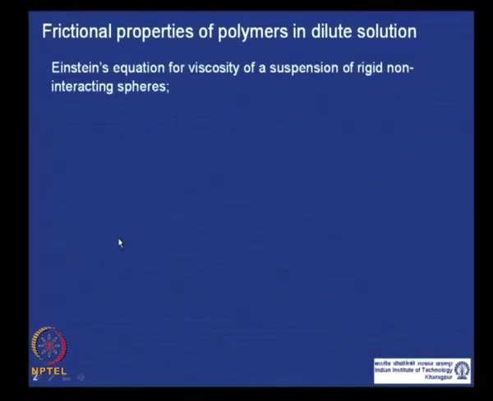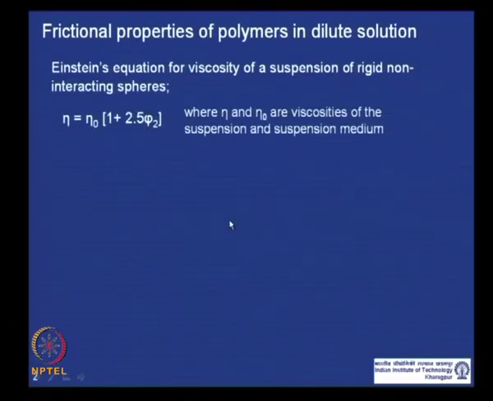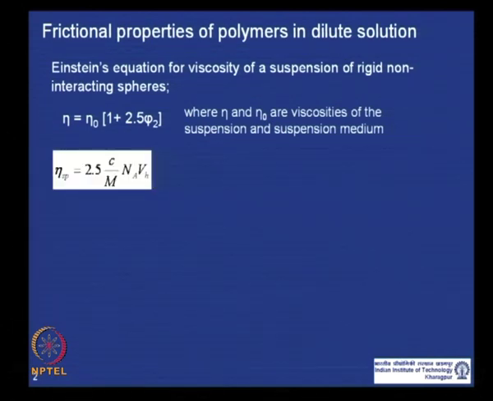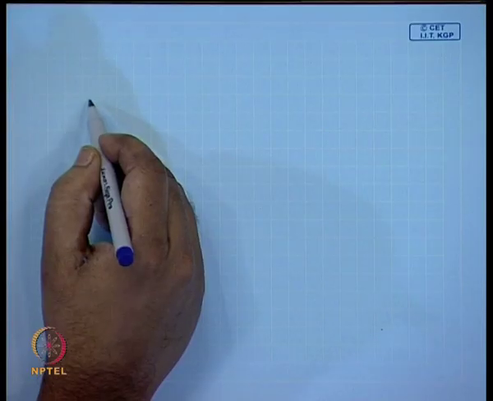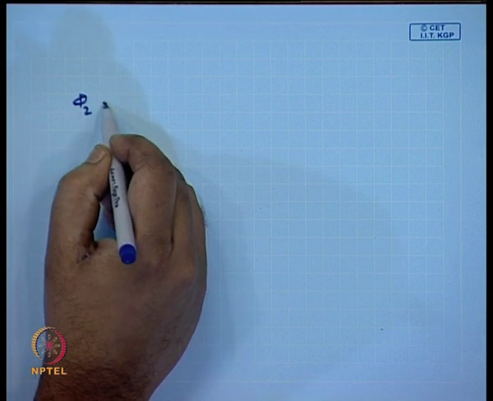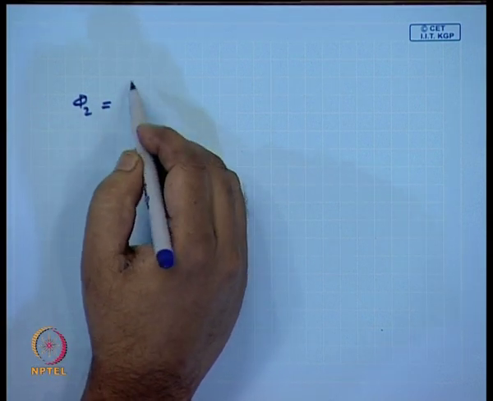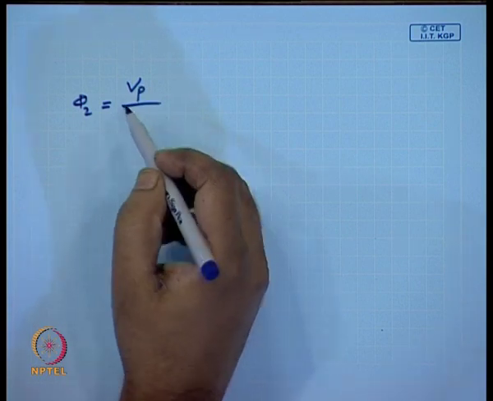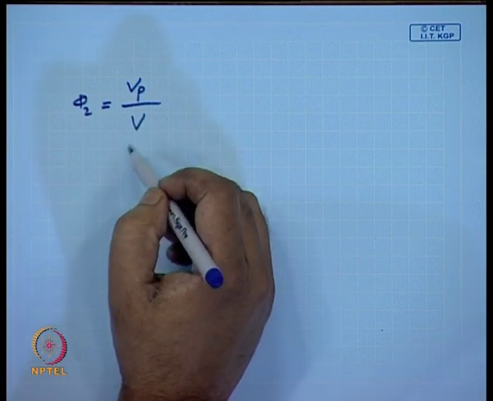For that hard sphere, we know that the Einstein equation of viscosity is given by this expression, where eta and eta 0 are the viscosities of the suspension, which is basically the polymer solution, and of the suspension medium, the solvent. Now, it can be easily shown to have this expression. Let me show that phi 2 is the volume fraction, which is given by volume of polymer divided by total volume.